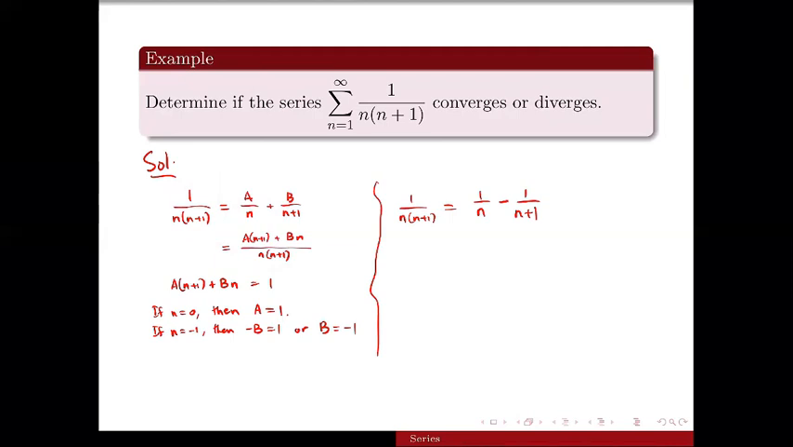All right. So we were able to decompose 1 over n times n plus 1 into 1 over n minus 1 over n plus 1. Which means that in here, the sum of 1 over n times n plus 1, from 1 up to plus infinity, we can rewrite as the sum from 1 up to plus infinity of 1 over n minus 1 over n plus 1.